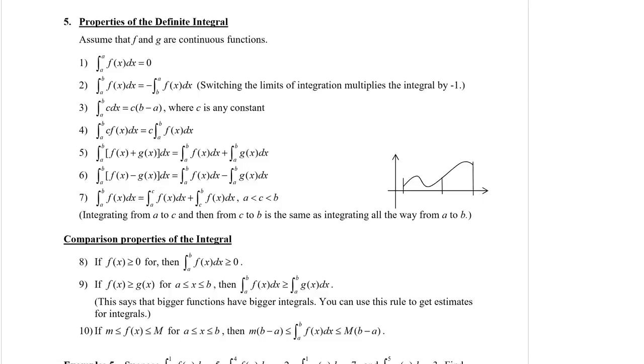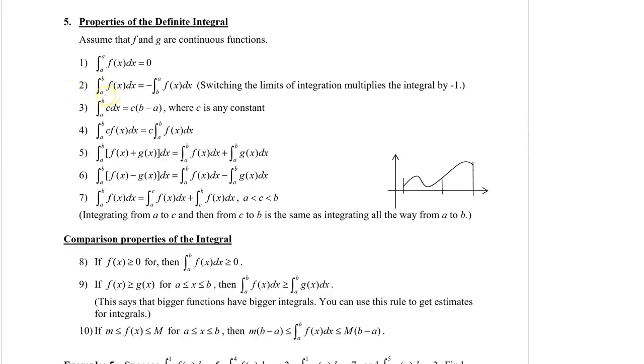In this video, I'm going to explain the properties of the definite integral and then show you how to apply them to several examples. So let's assume that f and g are continuous functions. The first property states that if I integrate f of x from a to a, I should get 0. That should make sense since my lower limit and my upper limit are the same value. That means I'm not going to have any area underneath, so therefore the area would be 0.